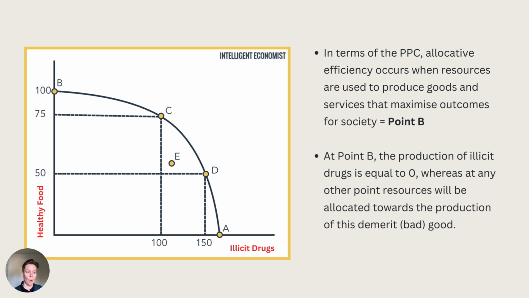In this case, we would hope that all our resources would then be funneled into the production of healthy food, because the minute we start allocating resources towards the production of illicit drugs, we are no longer maximizing the satisfaction of the wants and needs of society. So I've said here at point B, the production of illicit drugs is equal to 0, whereas at any other point, resources will be allocated towards the production of this demerit good, this illicit drug. So in this graph, allocative efficiency is maximized at point B and nowhere else, okay?